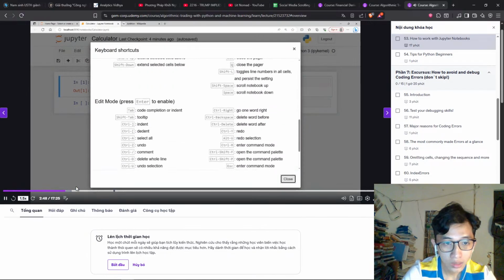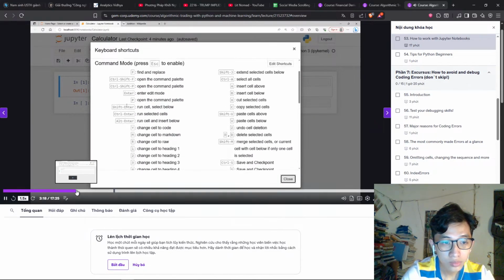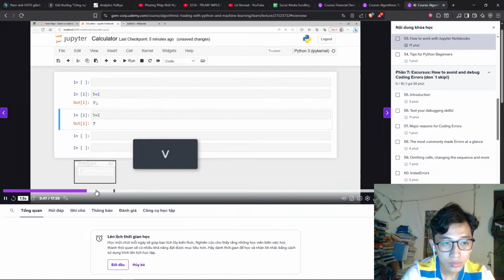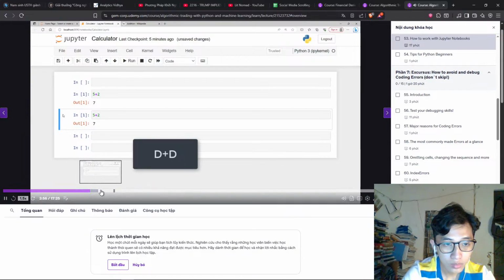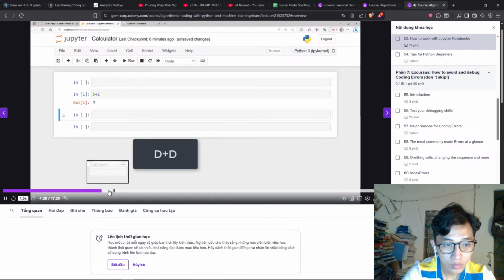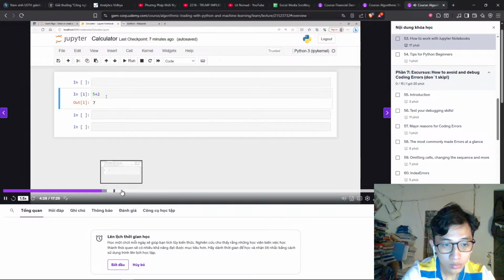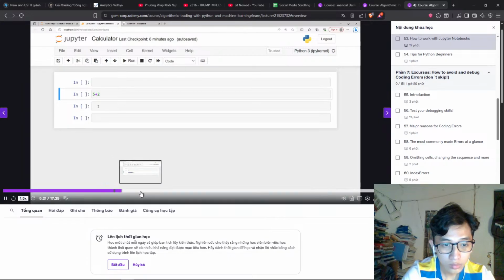shortcuts of the command mode and the edit mode. So for example, in the command mode into the first line, coding line number 1, and then we can also delete a coding cell in command mode by pressing two times the D key, so D, D. We can write code or just text, and this go in the next cell.